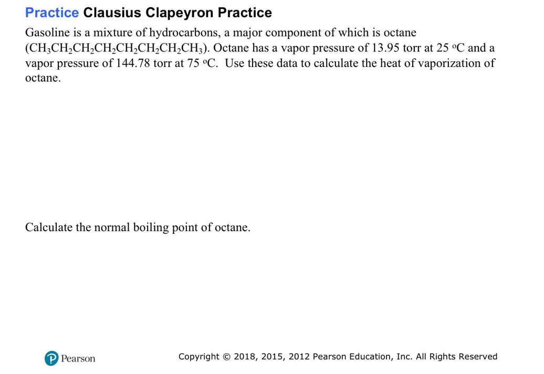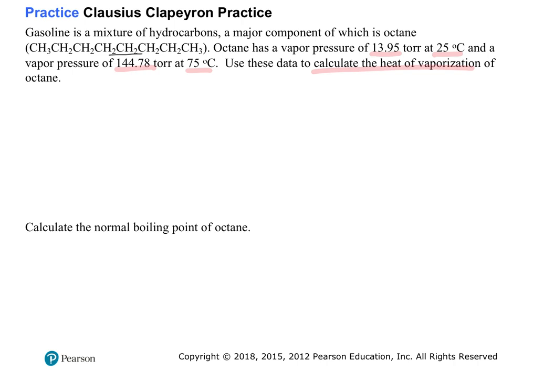Now we're going to do some calculations using the Clausius-Clapeyron equation. This says that gasoline is a mixture of hydrocarbons, a major component of which is octane. This is a big old hydrocarbon here. Octane has a vapor pressure of 13.95 torr at 25 degrees Celsius and a vapor pressure of 144.78 torr at 75 degrees Celsius. Calculate the heat of vaporization. So I gave you a heads up that might happen.